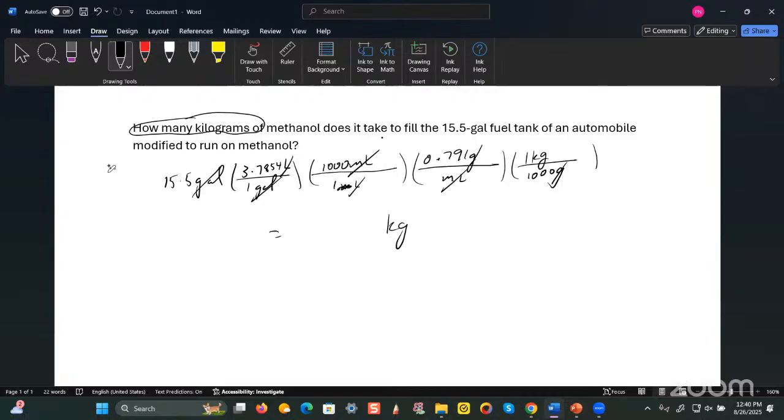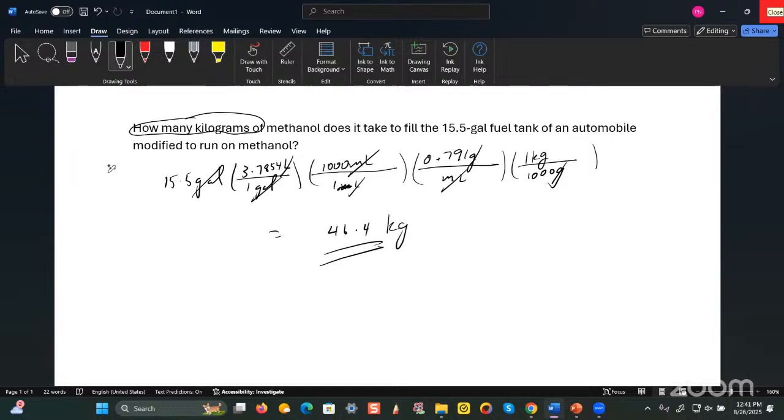So now we have to do the number crunching: 15.5 times 3.7854 times 1,000 times 0.791 divided by 1,000. According to my calculation, that would be 46.4 kilograms, right?